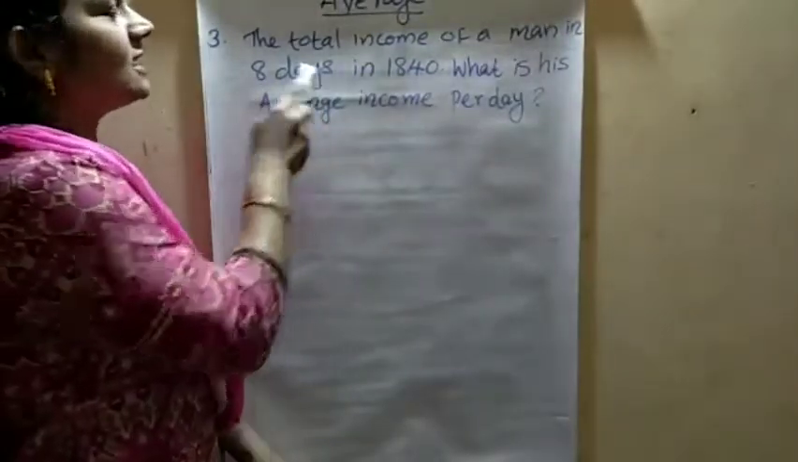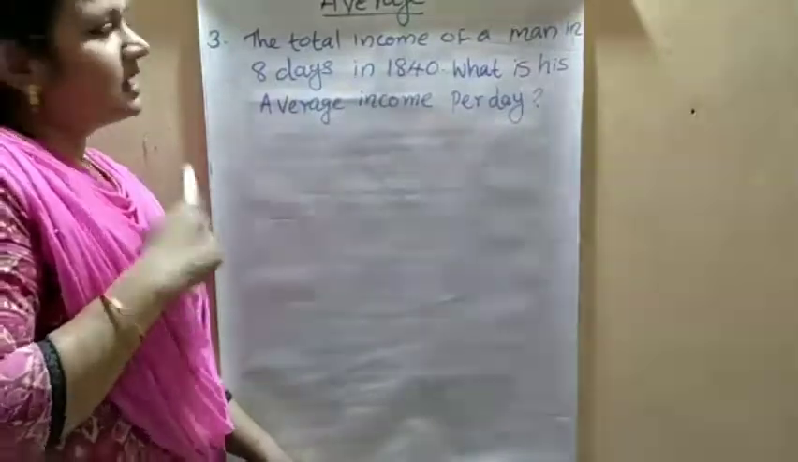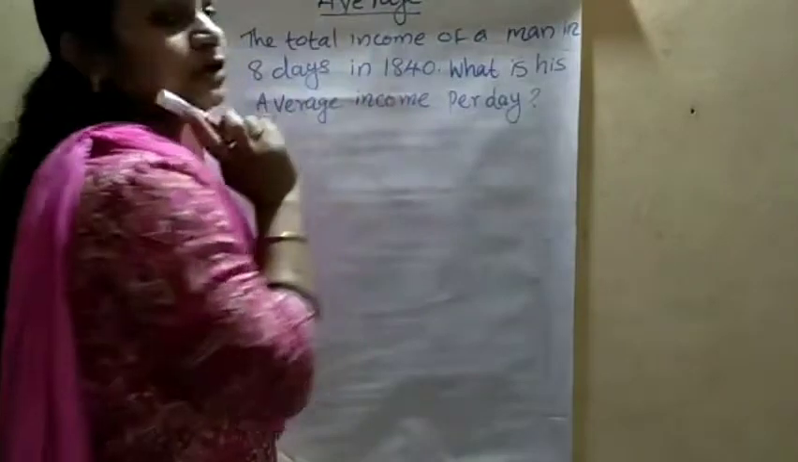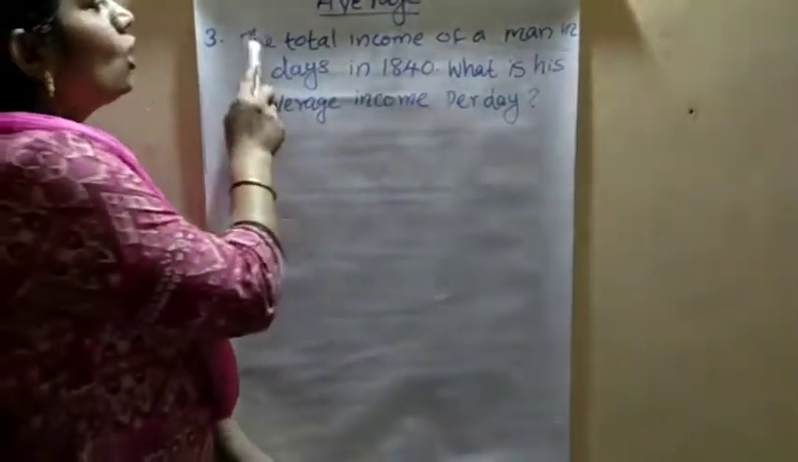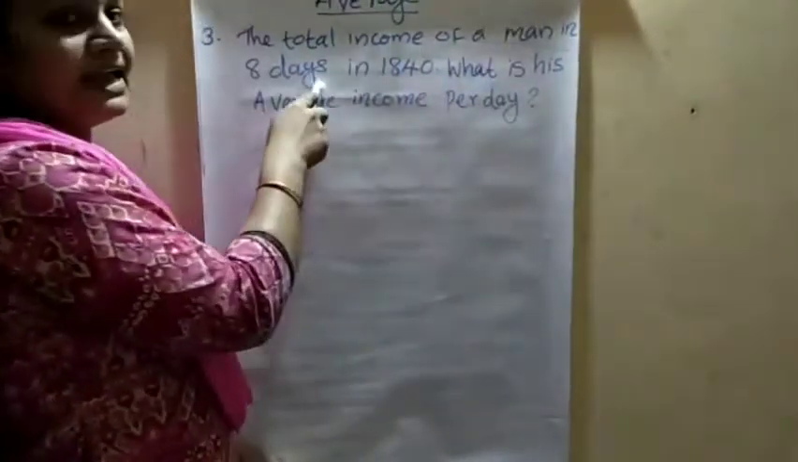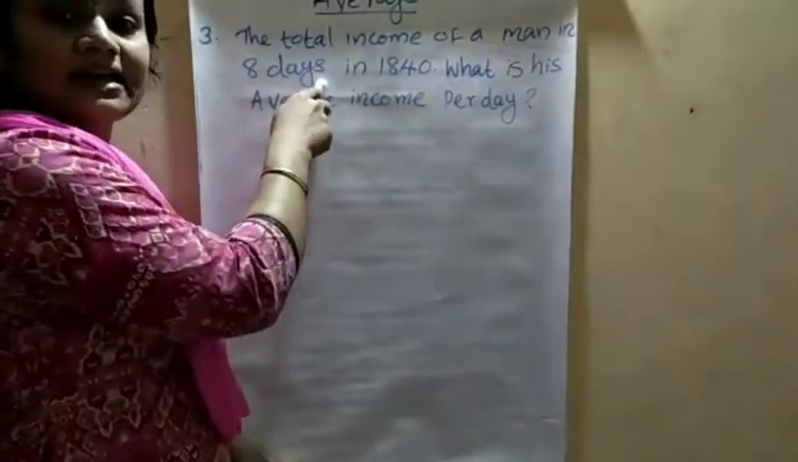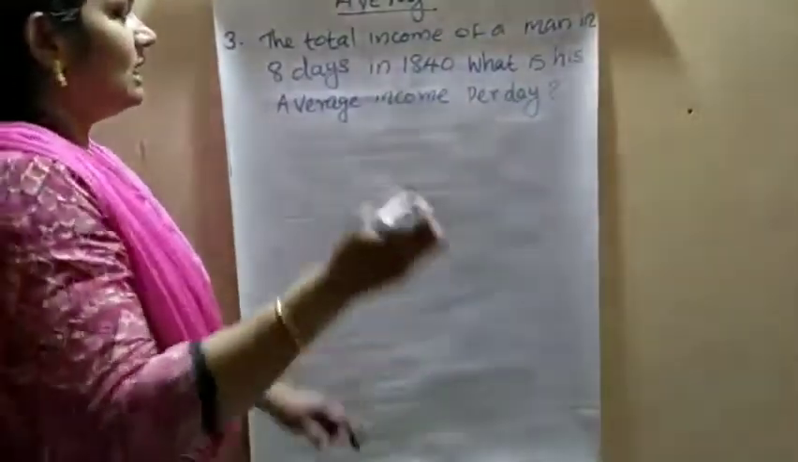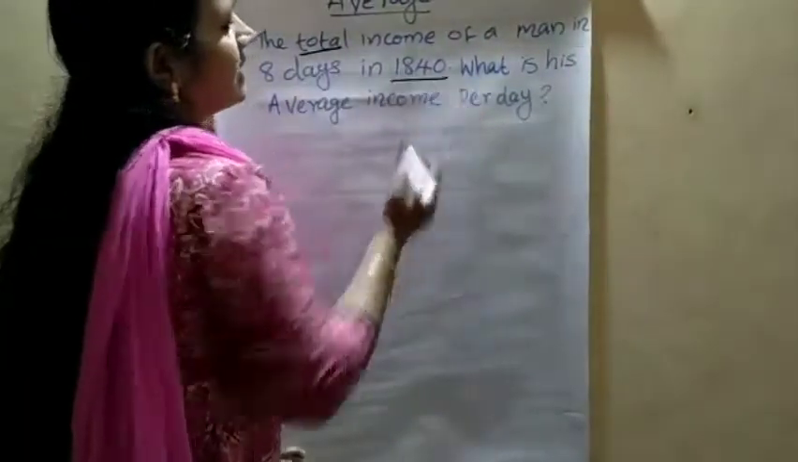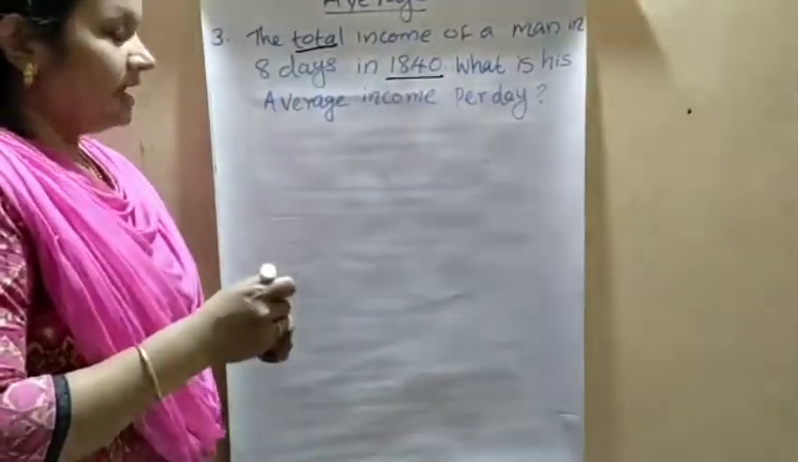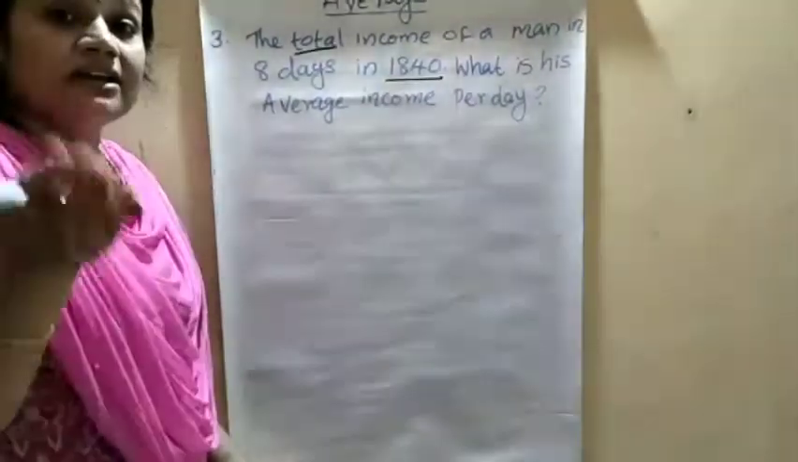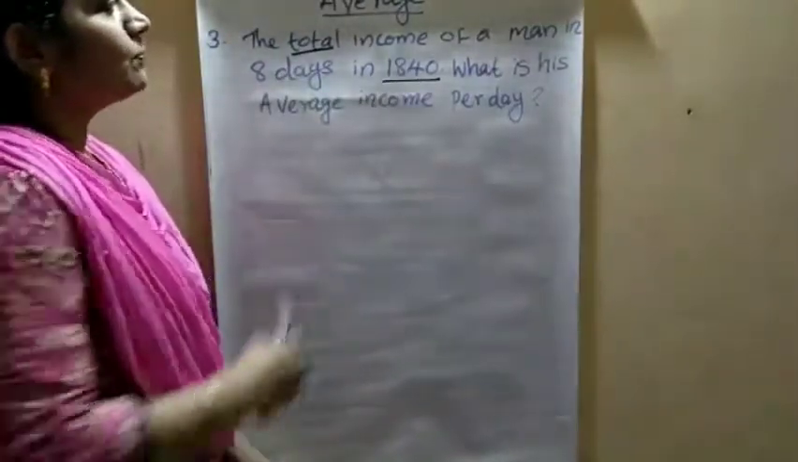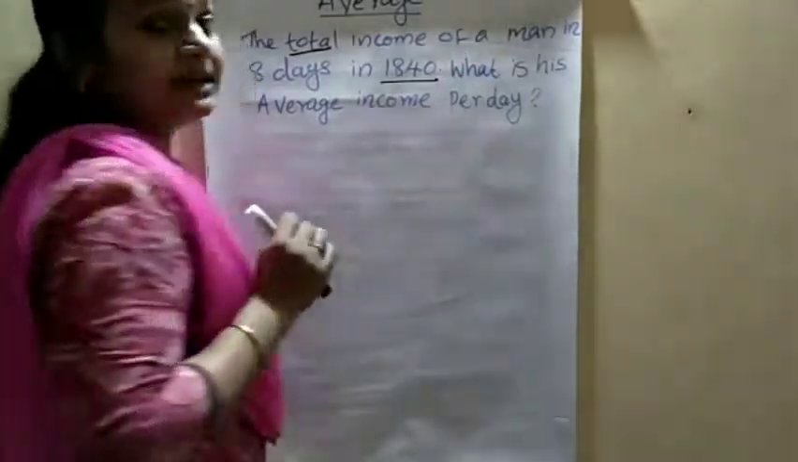How many days are given? 8 days are given. Then what total is given? Total is 1840. Understood? Total income of a man in 8 days, so the number of addends is 8. Then the total is given, 1840. In this question we are not doing the addition. The sum is already given.